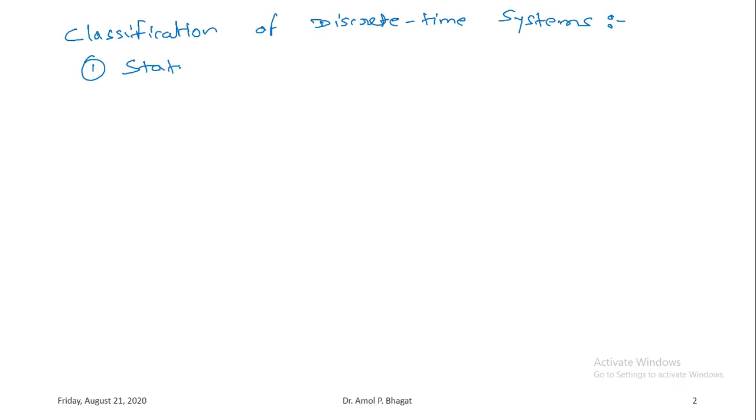So we are discussing classification of discrete time systems. Discrete time systems can be classified according to the general properties that they satisfy. The generalized classification of discrete time systems comprises static versus dynamic systems.